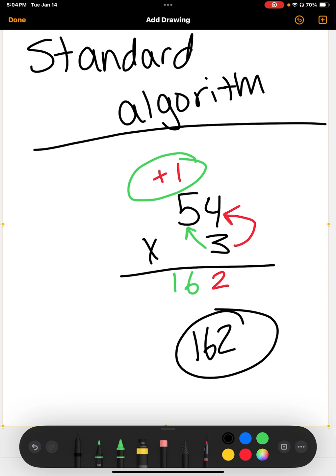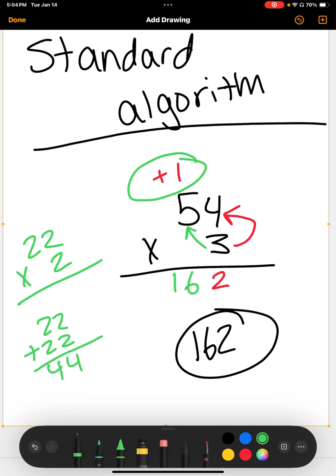I don't care how they solve the problems, as long as they can find the correct answer, whatever's comfortable to them. There will even be some problems, let's just look at 22 times 2, where some of them are going to want to just add 22 plus 22. That's perfectly fine. So there are many methods to solve these problems. Whatever works for each student is fine with me. These are just 3 methods that we looked at to help them along the way.